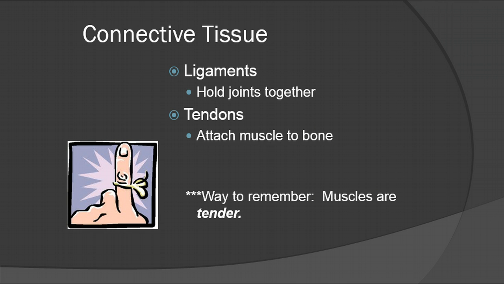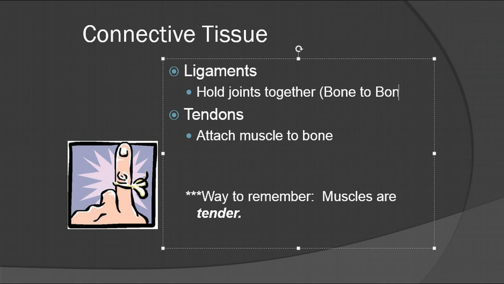You also have ligaments and tendons. Now, ligaments hold joints together. But what kind of joints do they hold together? What they do is hold together or connect bone to bone. So ligaments connect bone to bone. I'll even write this in here for you. Bone to bone. And tendons attach muscle to bone.